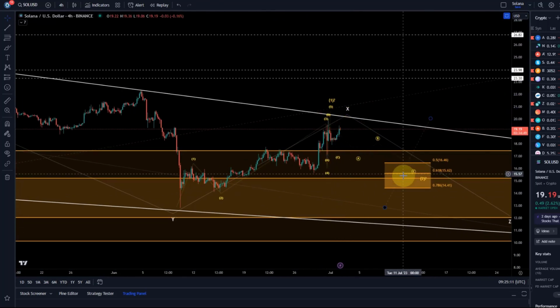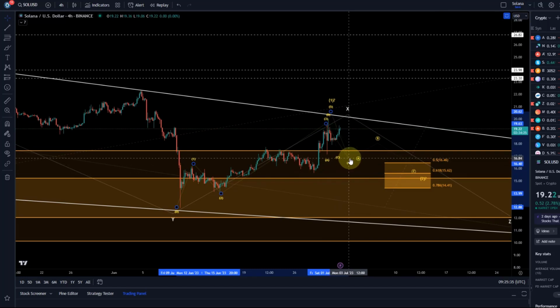So in case it comes down now, but I don't have a strong indication it does at this stage, this is support between $14.40 and $16.46, between the 78.6 fib level and the 50% fib level. Golden ratio is at 15.62. Now, if it comes down a little lower, it could also be that this is just going to be the 4th wave low and we get one more high in the 5th.